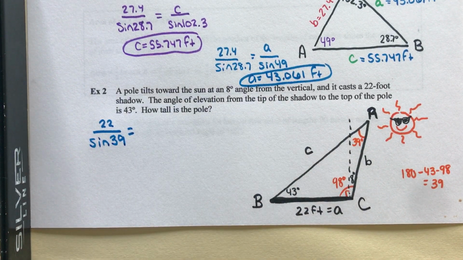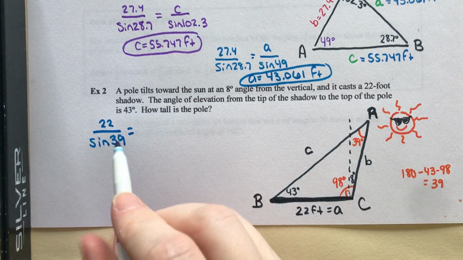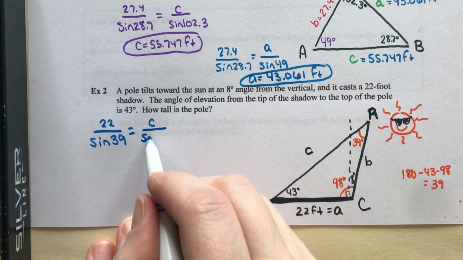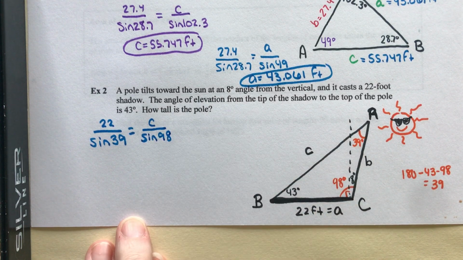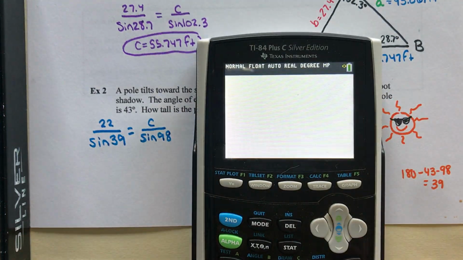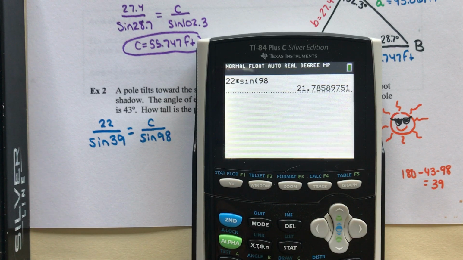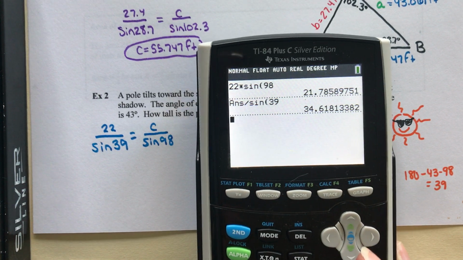Equals, now I got to decide, do I want to solve for side C or side B? It doesn't really matter. I'm going to do side C first. So I'm going to do C over the sine of 98. And I'm going to grab my calculator here, and I'm just going to plug it in. So I'm going to cross multiply 22 times the sine of 98. Press enter. Make sure you press enter, because if you don't, your calculator is going to do the order of operations, and it won't do it in the right order. So now I'm going to divide by the sine of 39. That gives me 34.618.